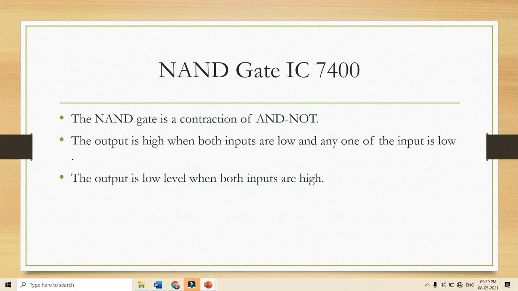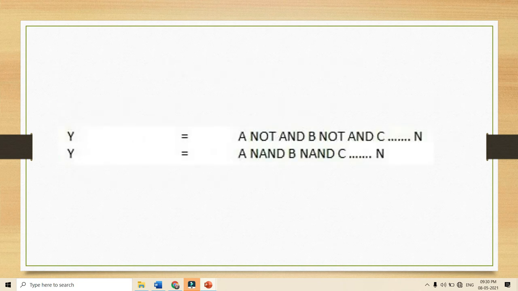Next, the NAND gate. The IC used is 7400. The NAND gate is a contraction of AND and NOT. Output is high when both inputs are low or any one of the inputs is low. Output is low level when both inputs are high. So the expression for the NAND gate will be looking like this. Normally it does the operation of an AND gate followed by a NOT gate.